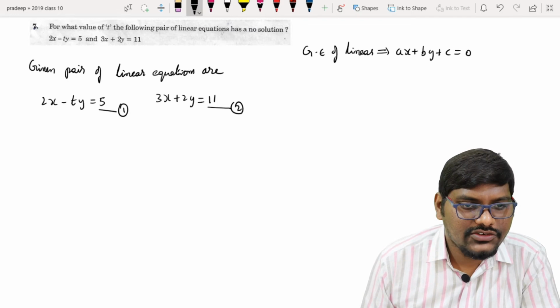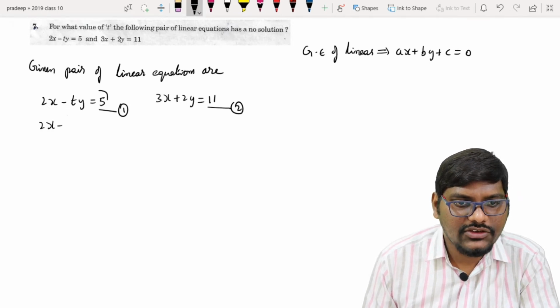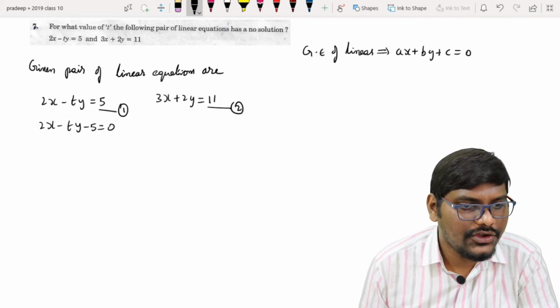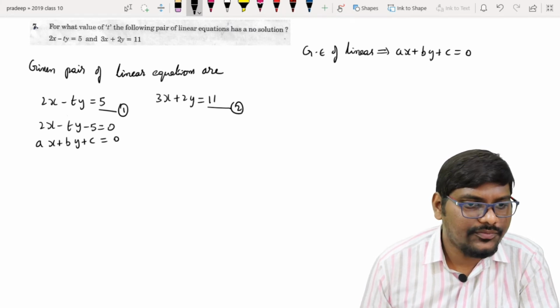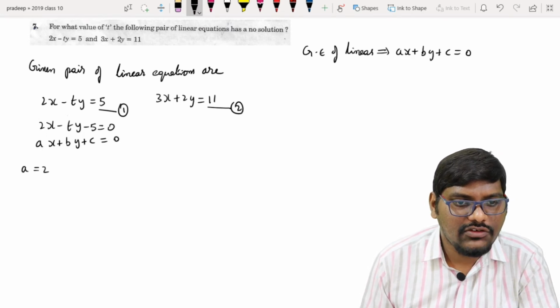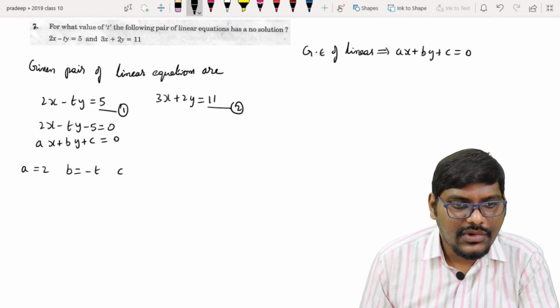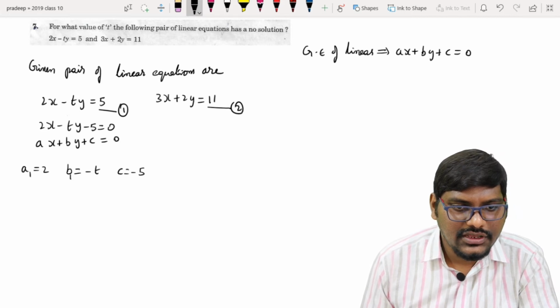So let's compare this with the general equation, ax plus by plus c equal to 0. Before comparing, first I'll bring this 5 to this side, so that is 2x minus ty minus 5 equal to 0. Now I compare. a is in the position of 2, so a equal to 2, and b is representing minus t, so b equal to minus t, and c is representing minus 5. As this is the first equation, this is a1, this is b1, this is c1.